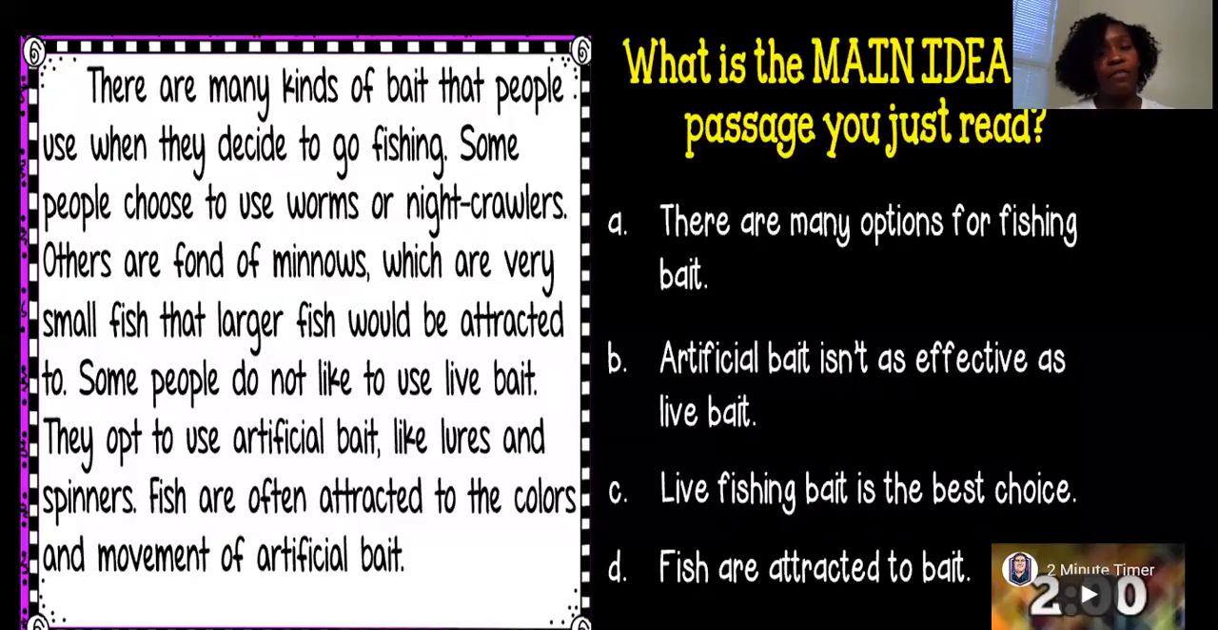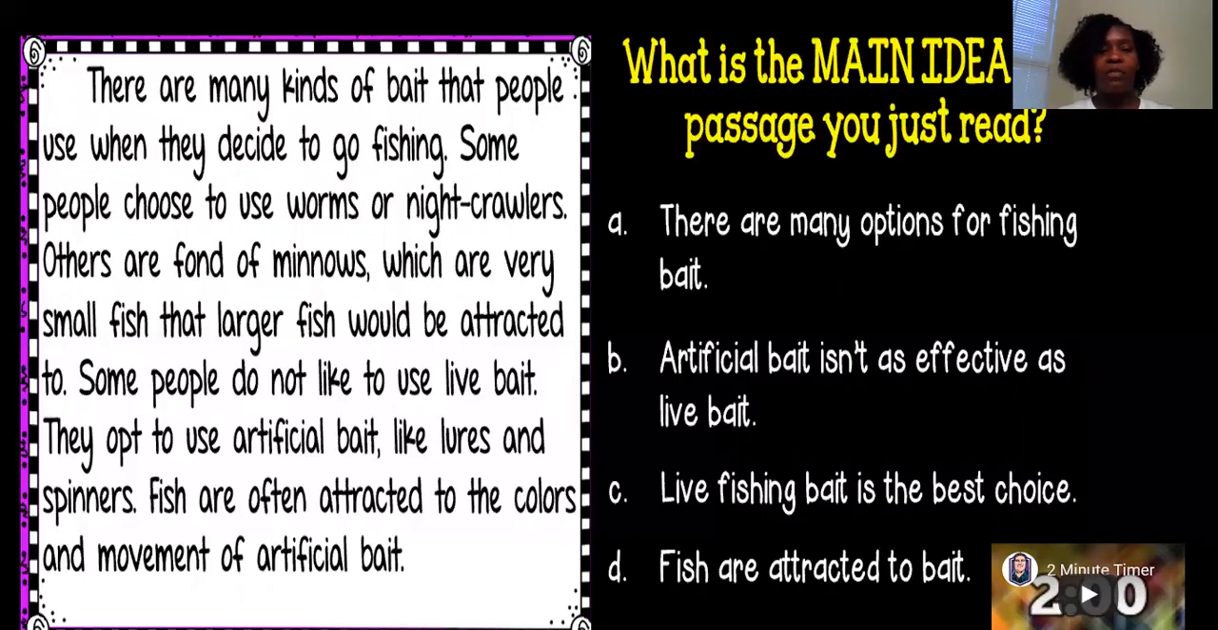So if it's not live and it's artificial, that means not real or fake, right? Like lures and spinners. Fish are often attracted to the colors and movement of artificial baits. I wonder if you noticed how this paragraph used context clues that we talked about in our last video. For example, fond of minnows, and then it gives you the actual definition, very small fish. Then it also talked about artificial bait, and it gave you some examples, lures and spinners. Okay, so anything you read, there will always be context clues. All right, now back to what we're focusing on today, which is main idea and key details.